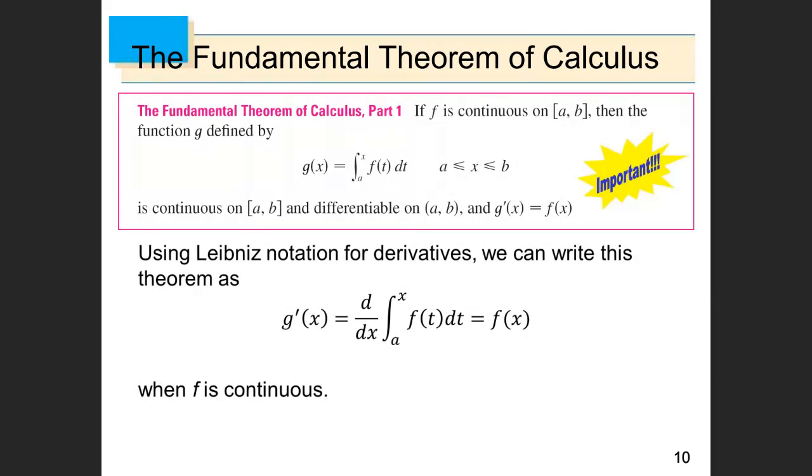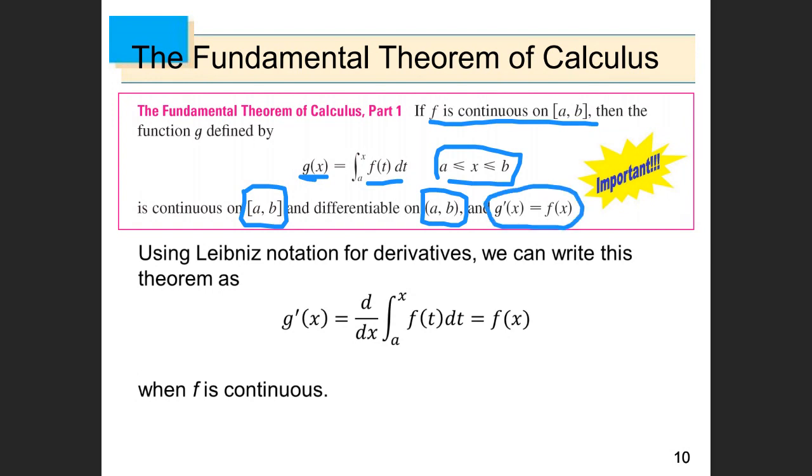Let's look at the definition, part 1. Let's say if f is continuous, this is very important, f is continuous on some closed interval ab, then the function g defined by g of x equal area or the integral from a to x f of t dt, where x lies in this closed interval. We say g of x is continuous on the closed interval ab and differentiable on the open interval, and we just get that g prime of x is equal to f of x.